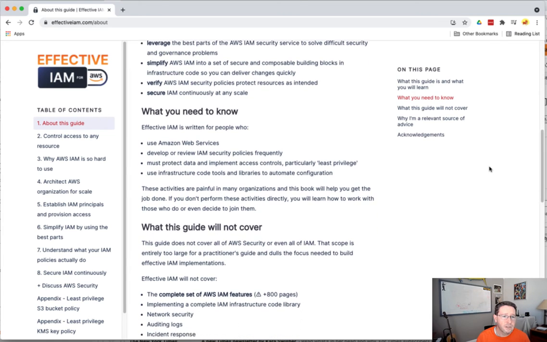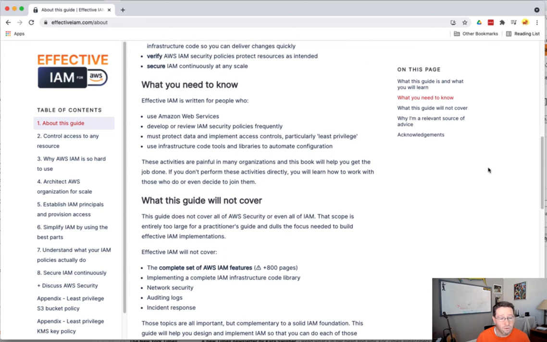Effective IAM is written for people who, 1, use Amazon Web Services, develop or review IAM security policies frequently. You must protect data and implement access controls, particularly least privilege. Use infrastructure code tools and libraries to automate configuration. These activities are painful in many organizations, and this book will help you get the job done. If you don't perform these activities directly, you will learn how to work with those who do or even decide to join them.